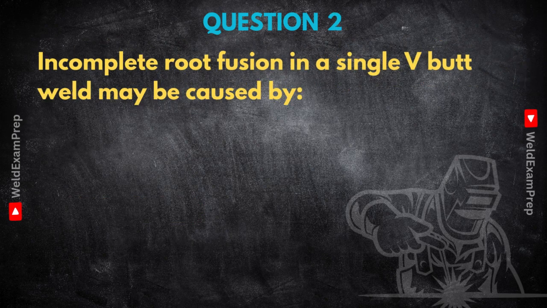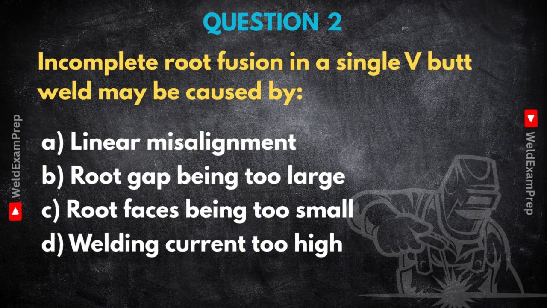Incomplete root fusion in a single V-butt weld may be caused by: options are A, linear misalignment, B, root gap being too large, C, root faces being too small, D, welding current too high. Right. So now we're talking fusion, not just getting through. Exactly. What's the most direct cause here for that lack of proper merging at the root?